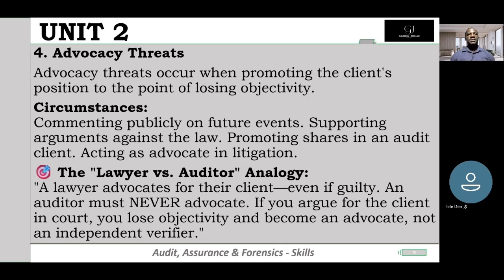Next is advocacy threat. It occurs when promoting the client's position to the point of losing objectivity. So what are the circumstances? Number 1 is commenting publicly on future events, supporting arguments against the law, promoting shares in an audit client, and acting as an advocate in litigation. So think of the difference between a lawyer and an auditor. The lawyer advocates for their client, even if the client is guilty. But an auditor must never advocate. If you argue for the client in court, you lose objectivity and become an advocate and not an independent verifier.